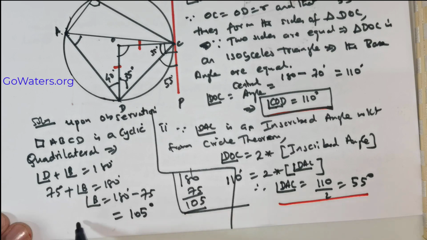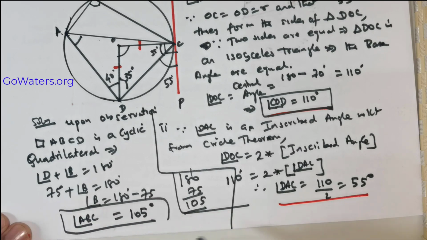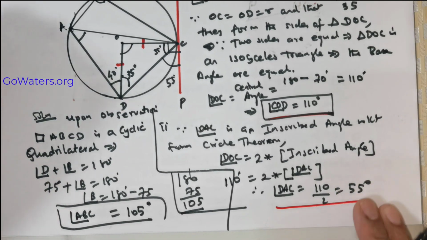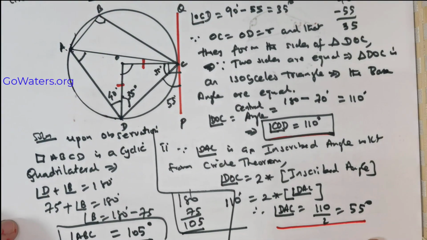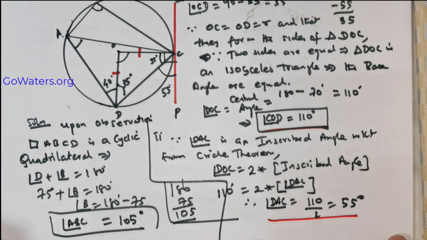So what are they asking us? They want us to find angle ABC. So that is the solution for this beautiful question. It's a lovely question, students, and I would like to suggest you all to practice it. Thank you, students.